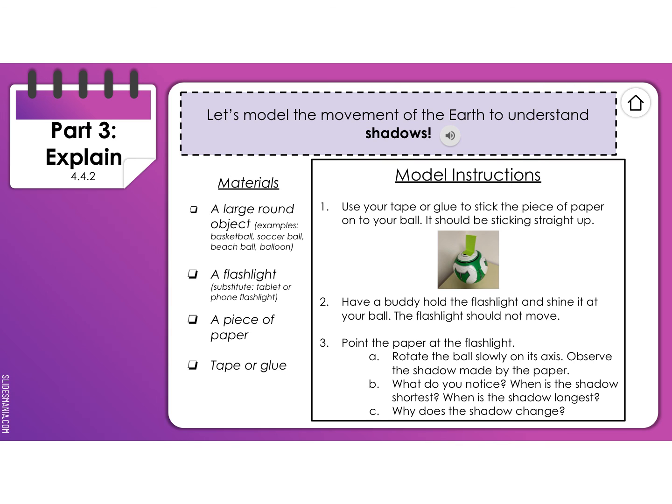So you're going to point the paper at the flashlight, and then you're going to rotate the ball and observe the shadow made by the paper. And see, well, when is the shadow shortest and when is the shadow longest? And why does the shadow change? Because what you're trying to do here is to imitate a little bit the sun and its effect on shadows. So have fun with that.